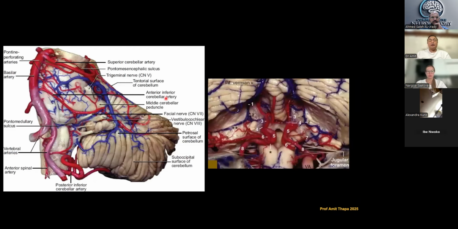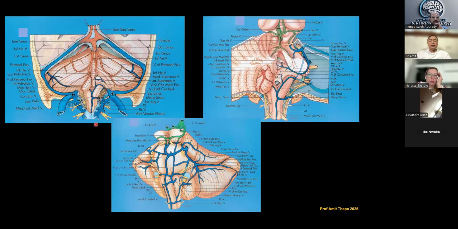And the cerebellum actually gets its vascular supply from the superior cerebral artery, which supplies the superior part of the vermis and the superior surface of the cerebellum. The ICA, which supplies the cerebellar hemispheres laterally, and then the PICA, which supplies the tonsils as well as the vermis below. So these are the different venous outflows.